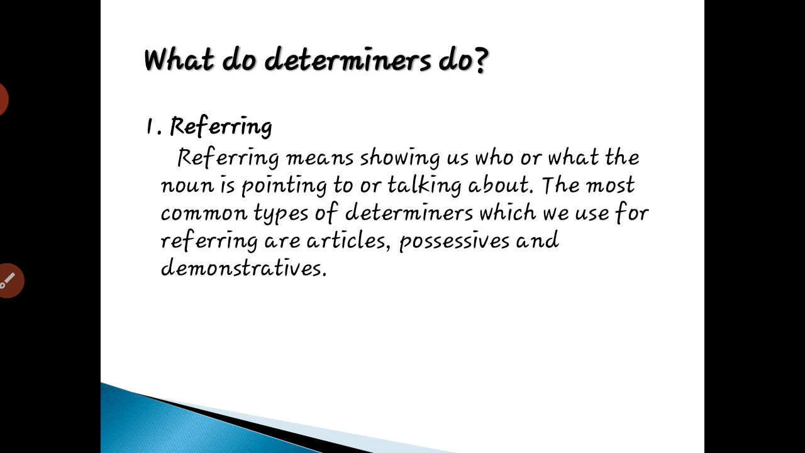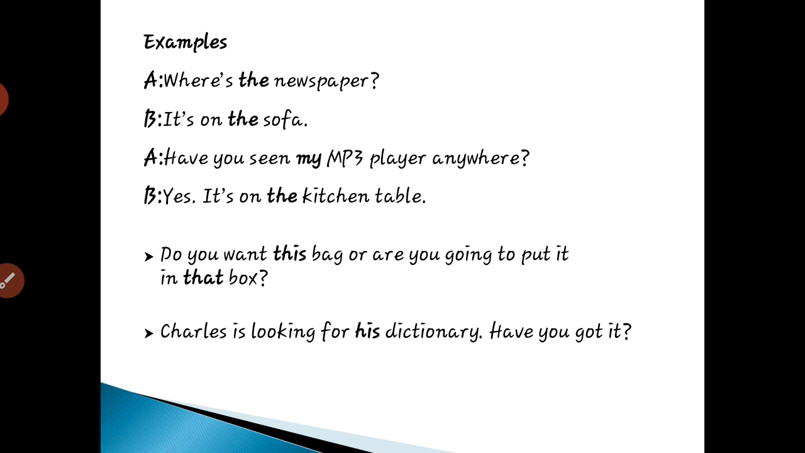So the first function of a determiner is referring. Referring means showing us who or what the noun is pointing to or talking about. The most common types of determiners which we use for referring are articles, possessives and demonstratives. With an example we will discuss now. Here there is one dialogue between A and B. First I will read the dialogue and then we will discuss.